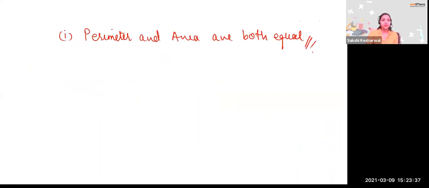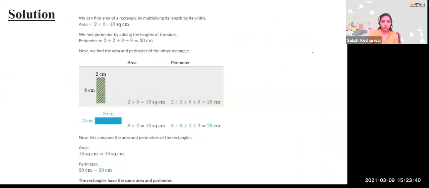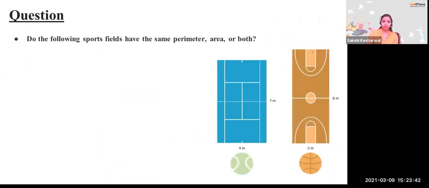Okay, now coming to this, I think the solution is written, so it's good to go. Now it says: do the following sports fields have the same perimeter and area in both? This is again a rectangle, right? So I name this as figure A, and this as figure B. You can also give a try. These are easy questions, right?